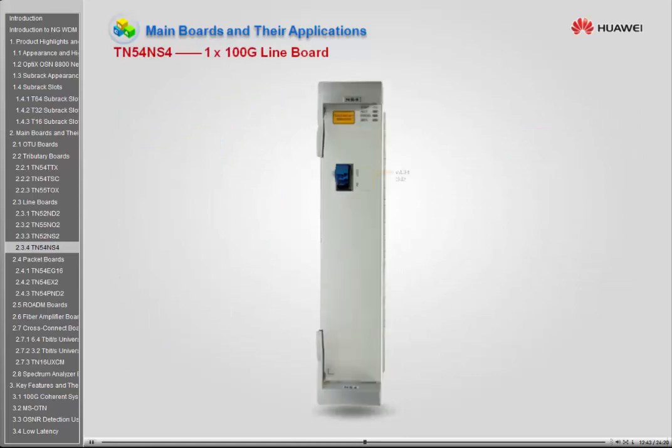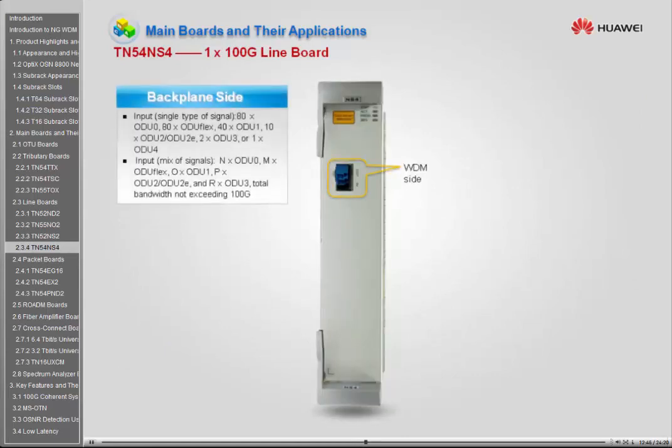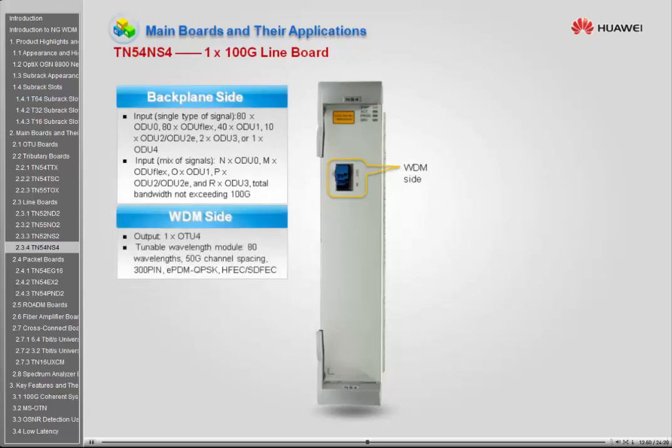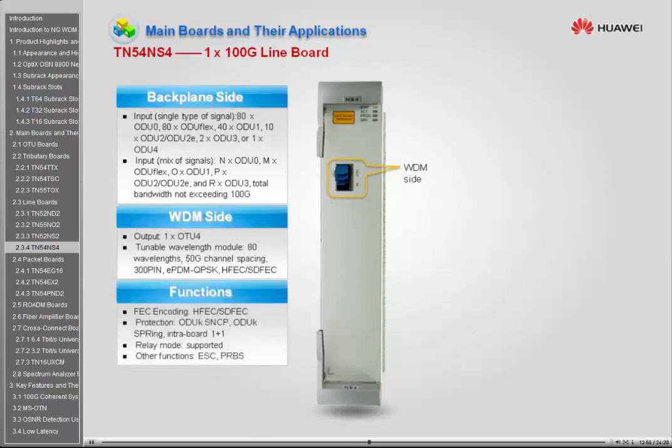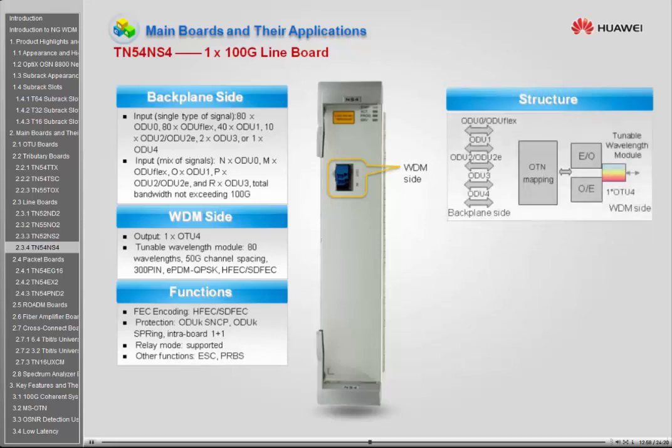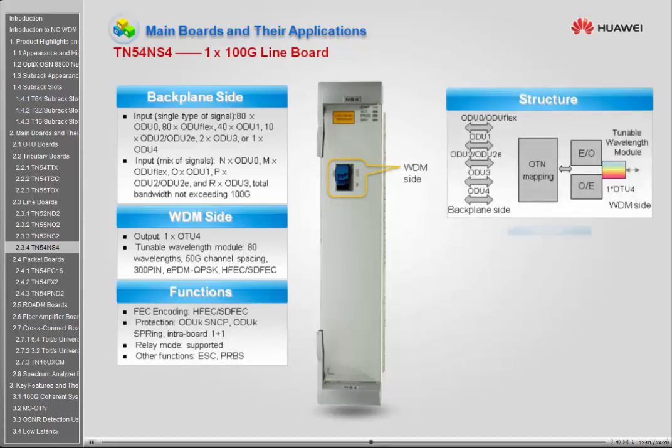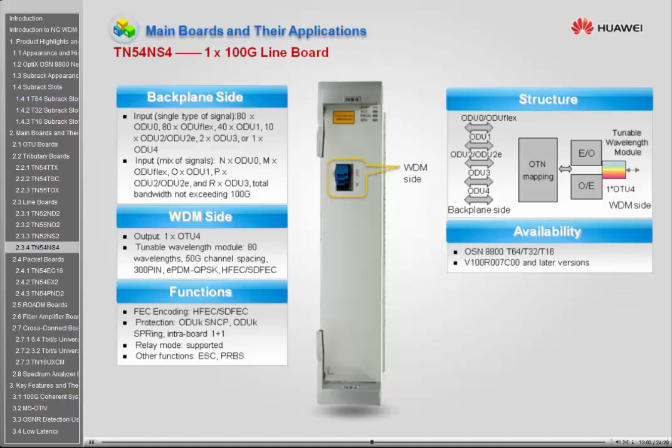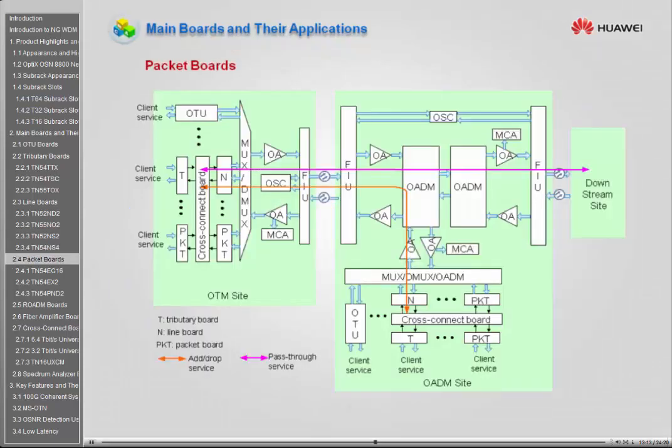Last, let's look at the TN54NS4 board, which is a 1-port 100G line service processing board. This board supports backplane cross connections of multiple ODUK signals and produces 1 OTU4 signal on the WDM side. It can be equipped with tunable wavelength optical modules that support HFEC or SDFEC.